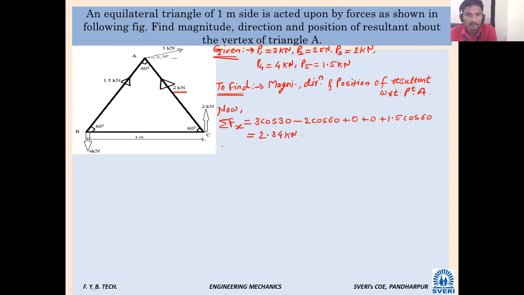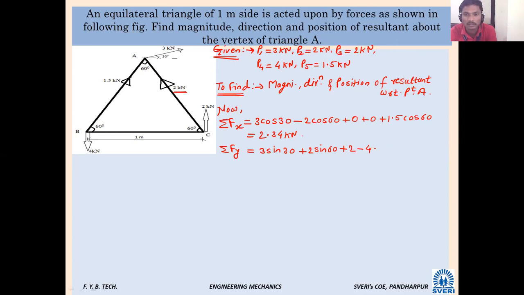Similarly, summation Fy equals the first force, 3 kilonewton. What will be its Y component? 3 sin, not 60, 30, since it has made that angle. Next, the second 2 kilonewton force: will it be positive or negative? Positive, 2 sin 60. Third force, 2 kilonewton vertical, vertically upward, so directly 2. Then this 4 kilonewton is directly downward, so it will be minus.